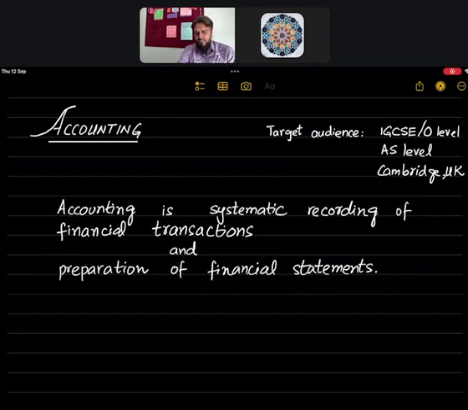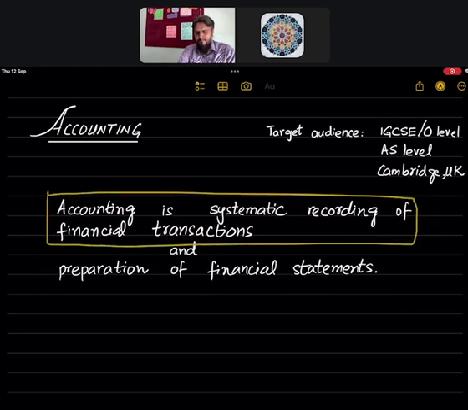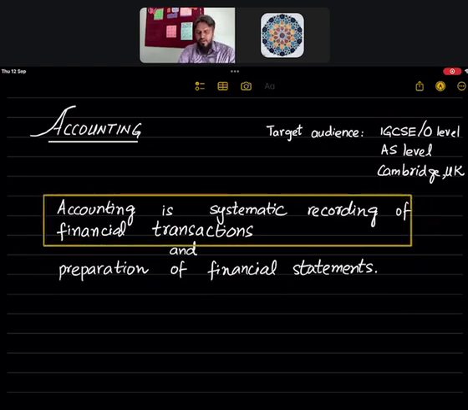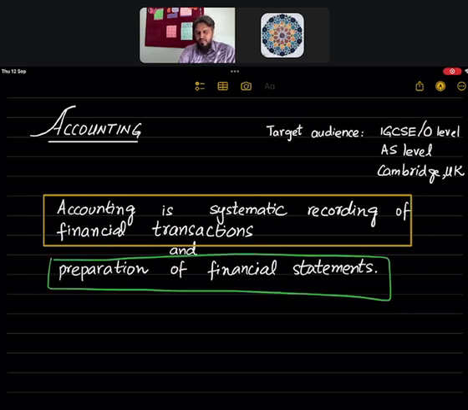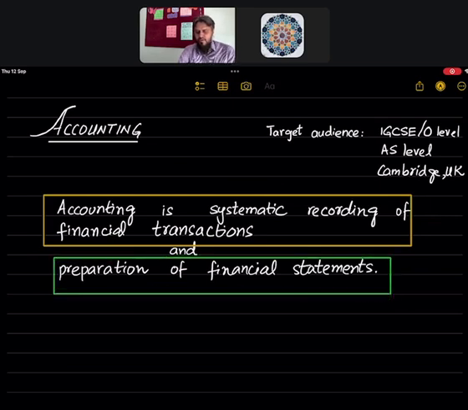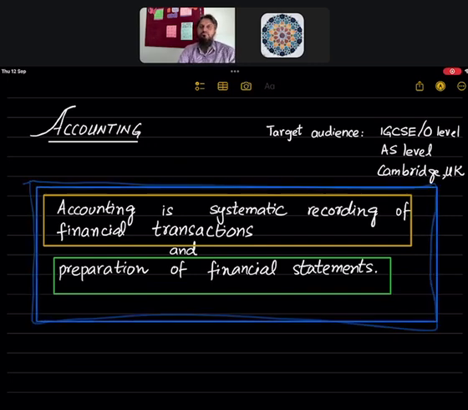So accounting is a combination of two things. Number one, bookkeeping, and number two, preparation of financial statements. Together, they both are known as accounting. So you can say that accounting is bookkeeping and preparation of financial statements.